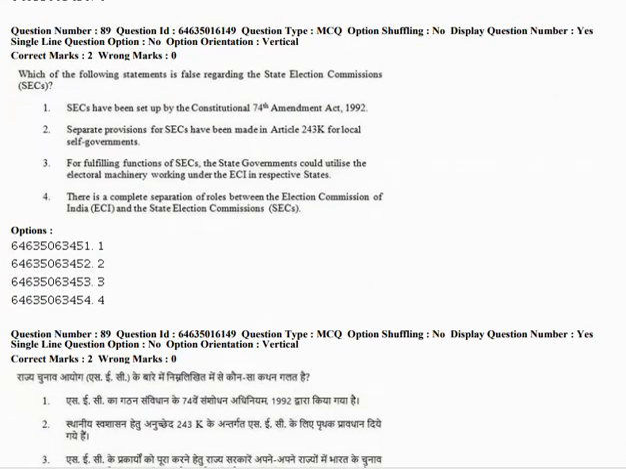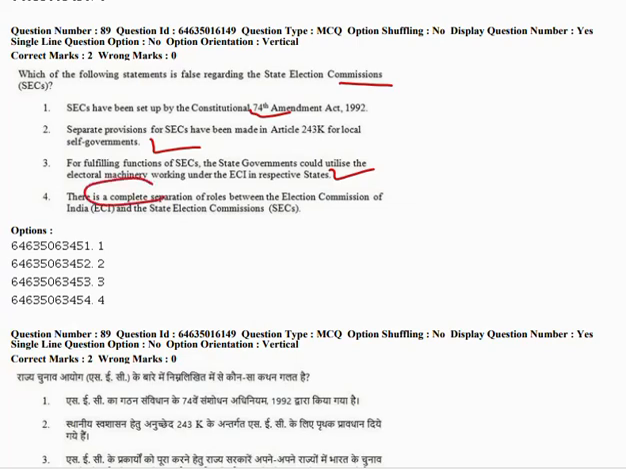Which of the following statements is false regarding the State Election Commission? State Election Commission has been set up by the 73rd and 74th Constitutional Amendment Act. This is correct. Separate provision for State Election Commission is made under 243K for local bodies. Correct. For fulfillment of functions of the State Election Commission, the electoral machinery works under it in the respective states. This is also correct.